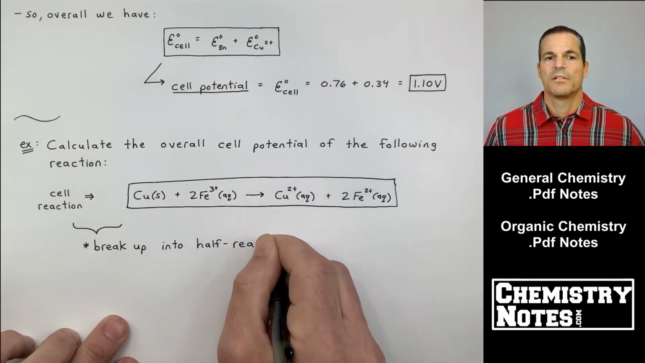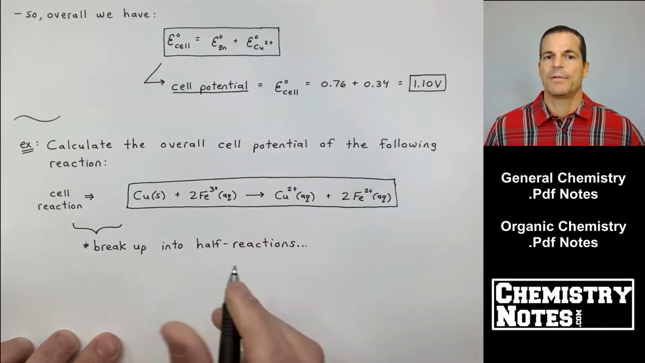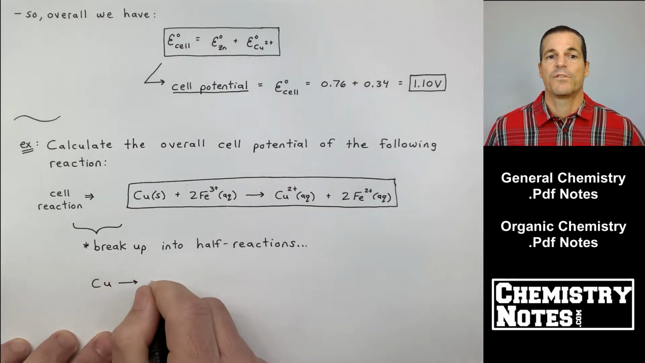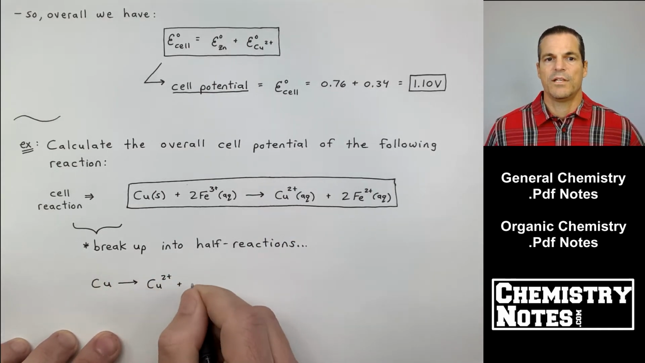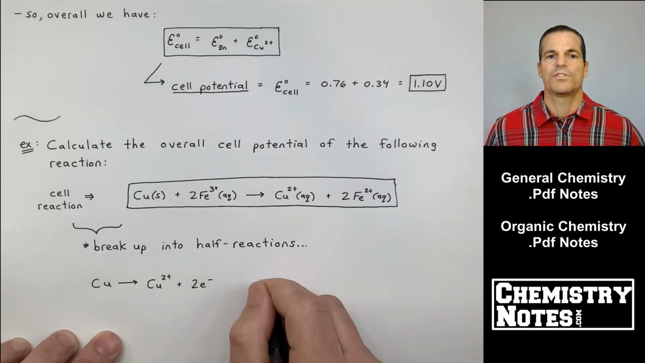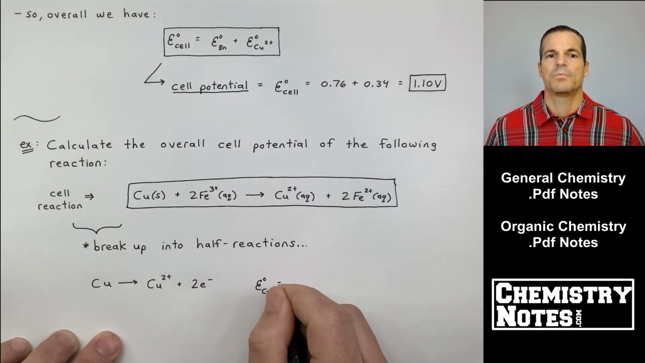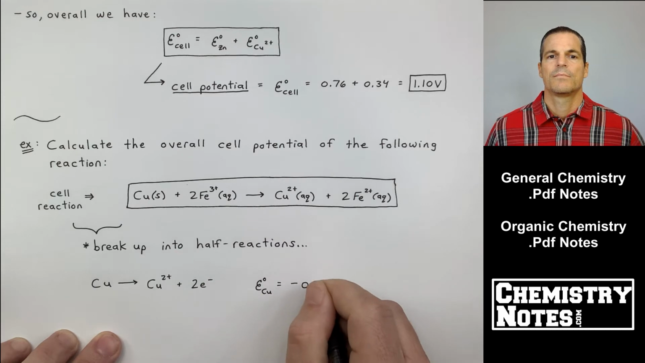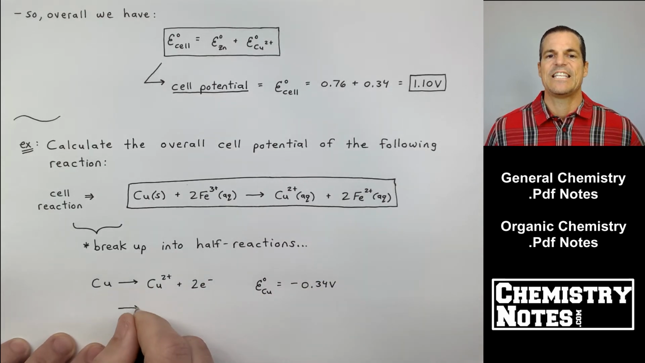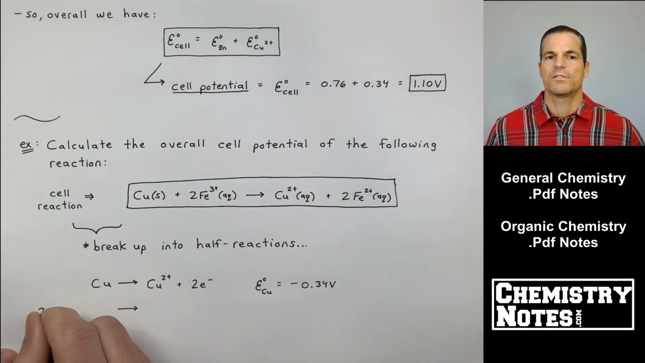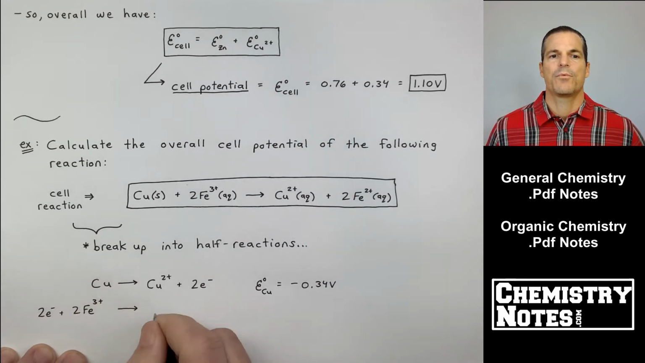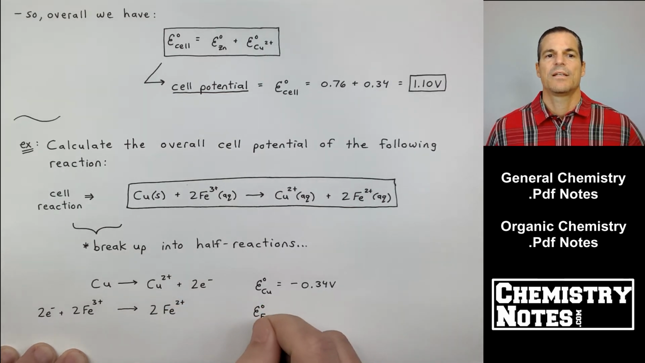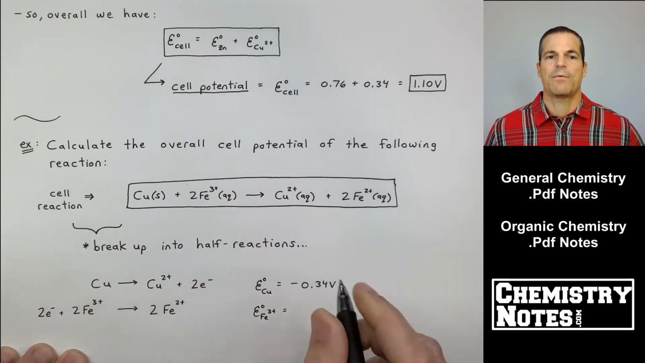So there's a little star there. It says break these up into half reactions. So the first one I saw was, you can do either one first, I saw Cu solid going to Cu2 plus and 2 electrons. So the cell potential for that is negative 0.34 volts. And then the other one I see is 2 Fe3 plus going to 2 Fe2 plus. And I've got 2 electrons for that one.